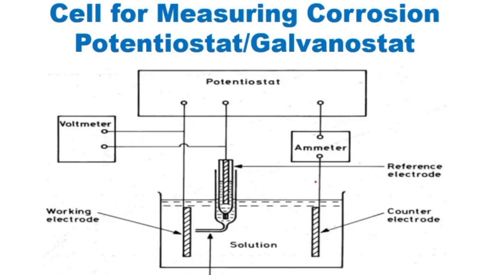Now with this setup, you have some parts that you need to understand. We have a voltmeter, and what does this voltmeter do in this setup? The voltmeter is used to find the potential difference. That's what the voltmeter does. And also we have the ammeter. The ammeter is for current, right? So, for current passing through this setup.